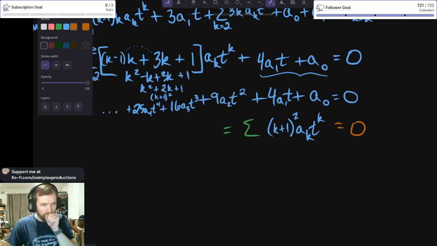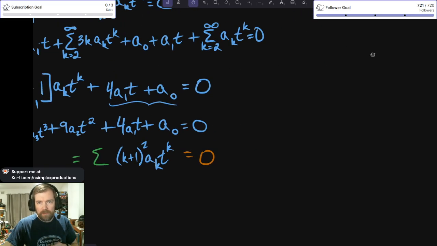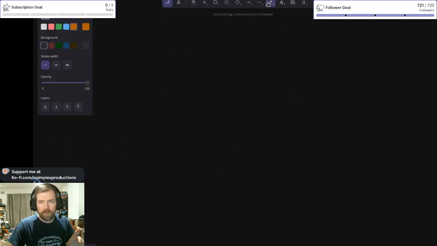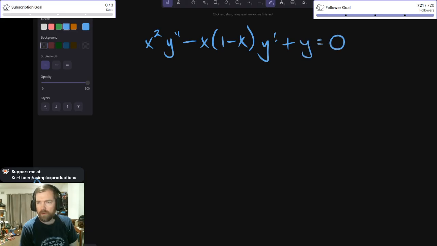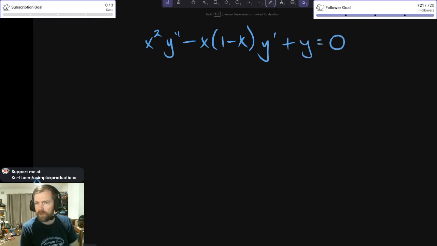Okay. Let's try this one first. And then we'll do power series on that one. On the previous one. This is x squared y double prime minus x times 1 minus x y prime plus y equals 0, not random factorial.